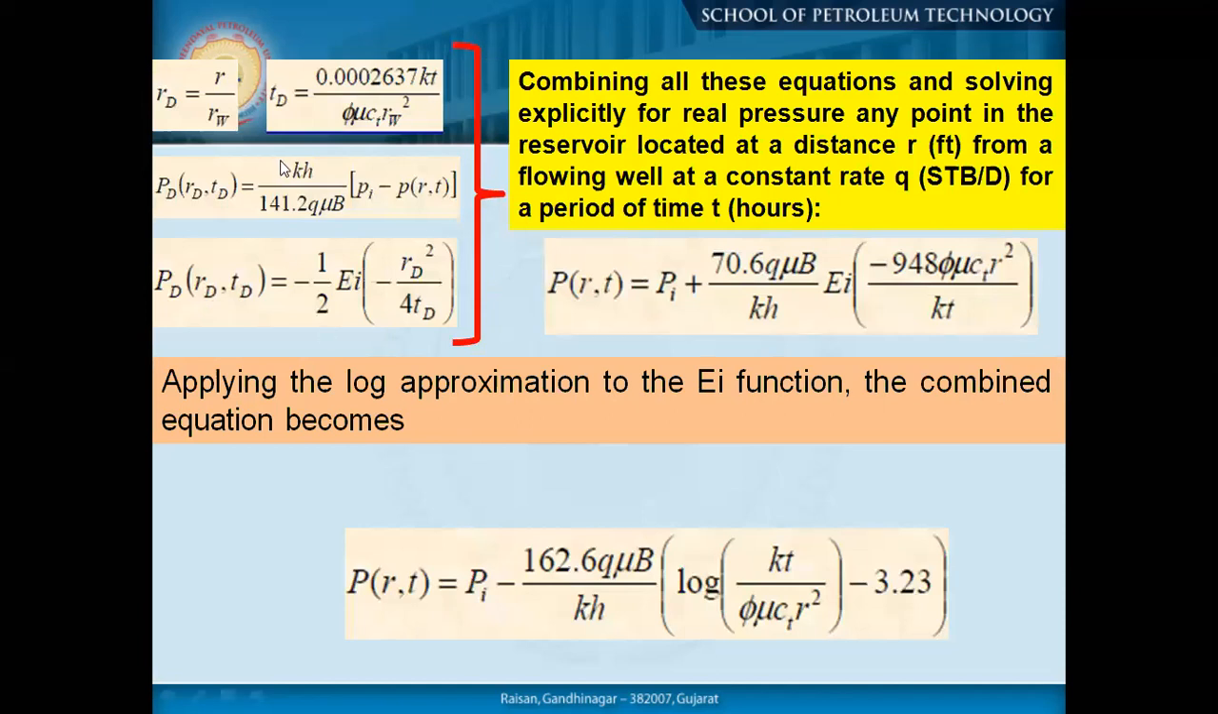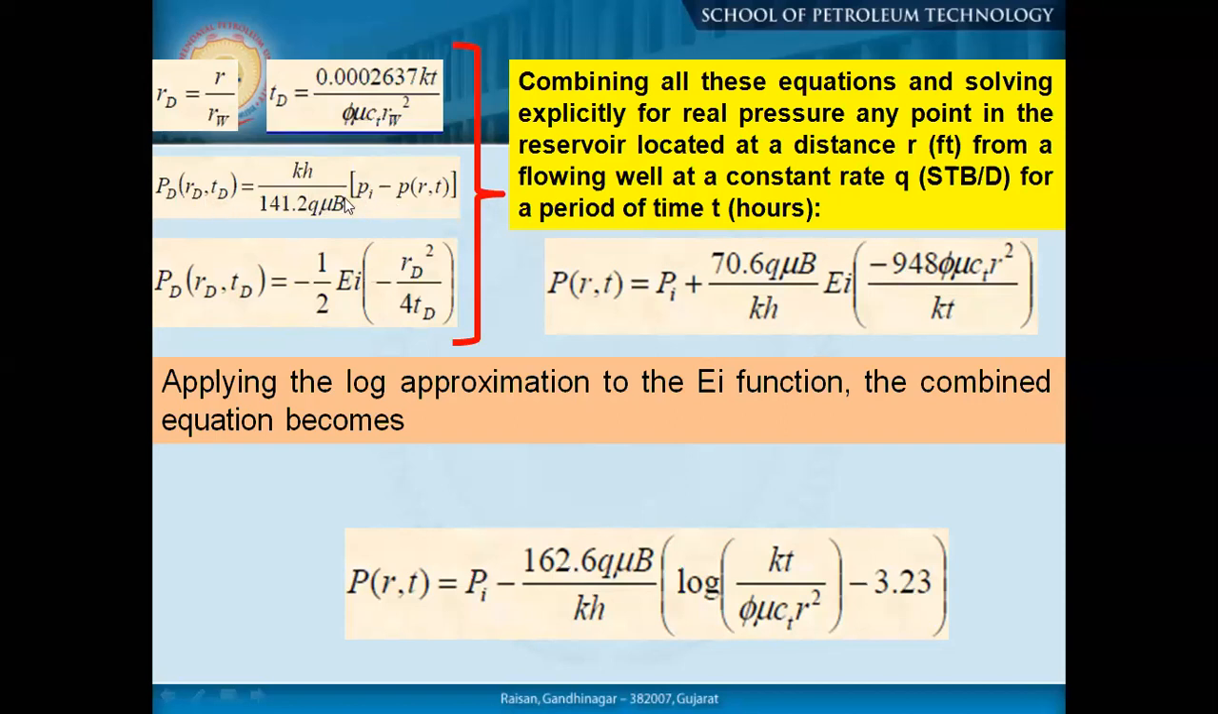I showed you earlier this dimensionless radius related to r and rw. r is the radius where the compressible zone has reached, and rw is the wellbore radius. Then your tD is related to your t and some parameters of the reservoir. So now this is in dimensionless form.